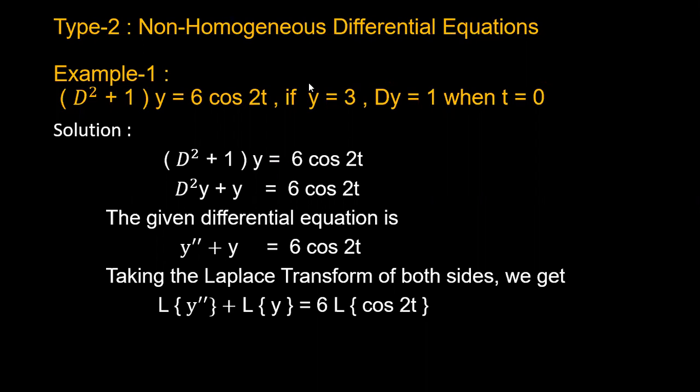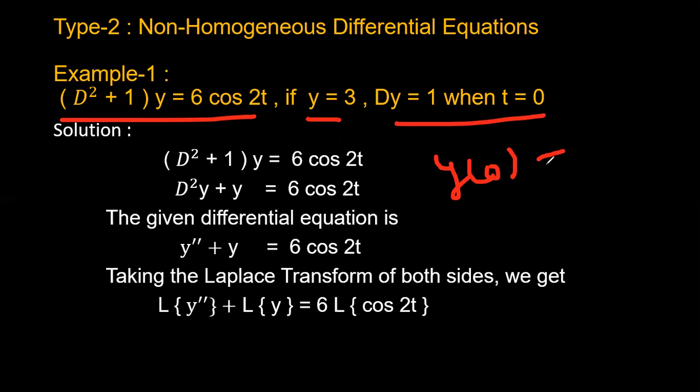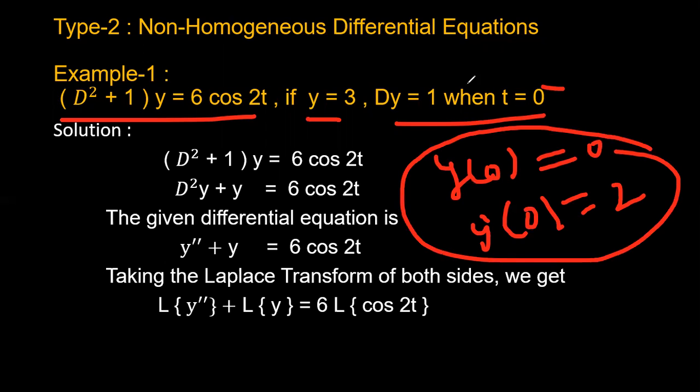Previously, in the homogeneous differential equation, the entire equation is equated to 0. In this case, the differential equation is equal to 6 into cos 2t. This type of equation is called a non-homogeneous differential equation. Apart from this, the initial conditions may be given in a different way. Previously it was of the form y of 0 is equal to 0, y dash of 0 is equal to something like 2 or 3, whatever it may be. He may represent it either in this way or in another way.